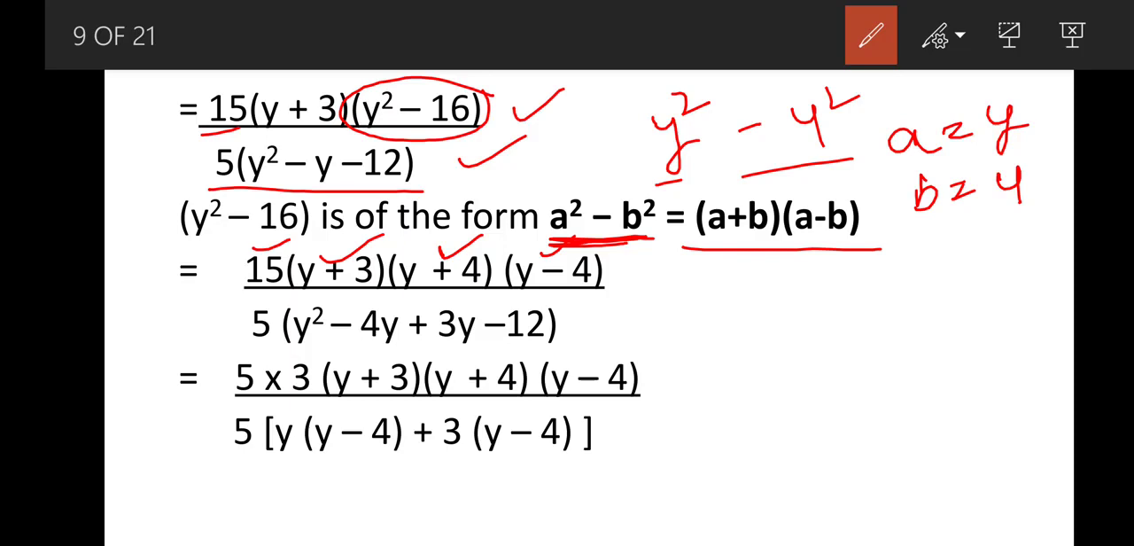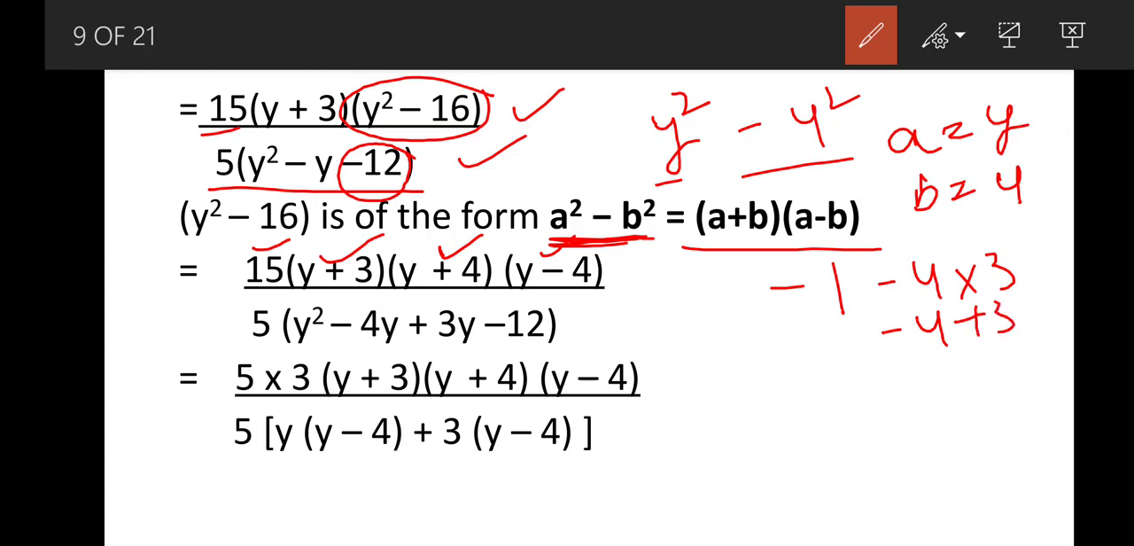Here, what is the coefficient of y? That is minus 1. And so we need to split this minus 1 into two parts such that their algebraic sum is minus 1 and their product is equal to minus 12. So minus 4 into 3 you will be getting minus 12, and minus 4 plus 3 you will be getting minus 1.